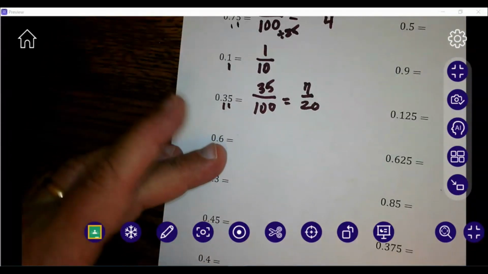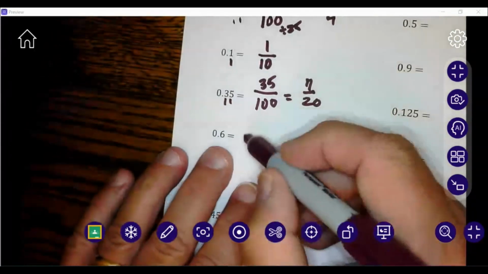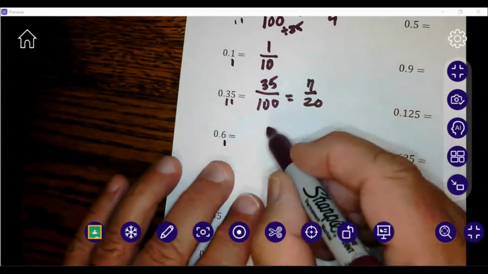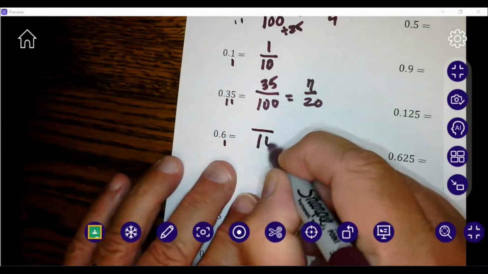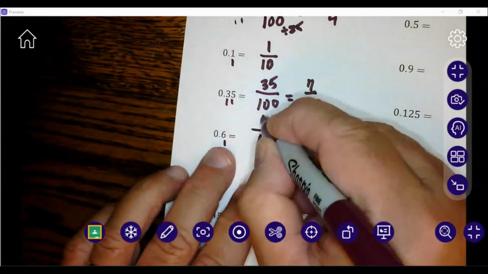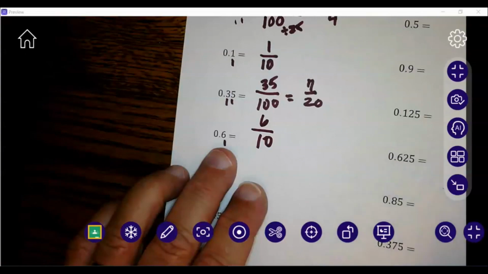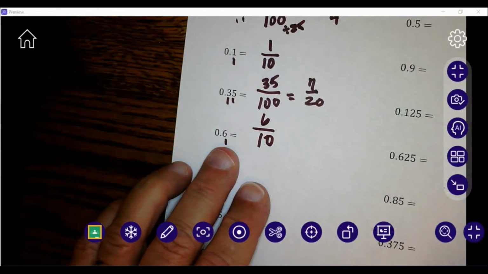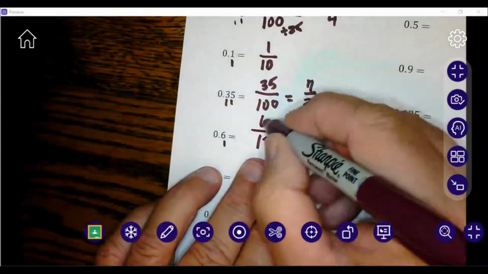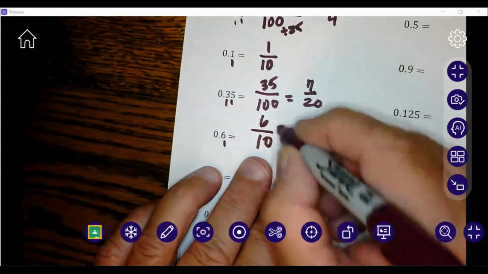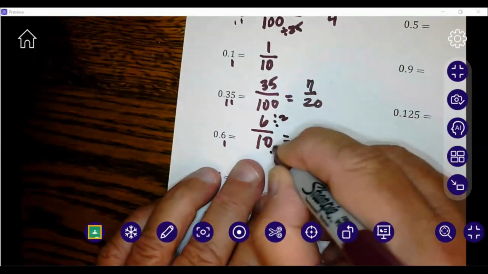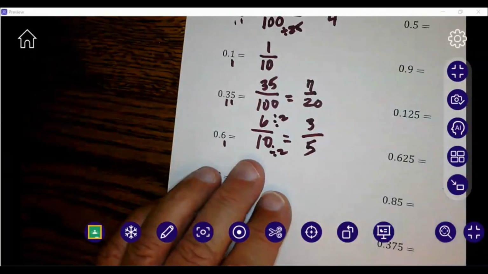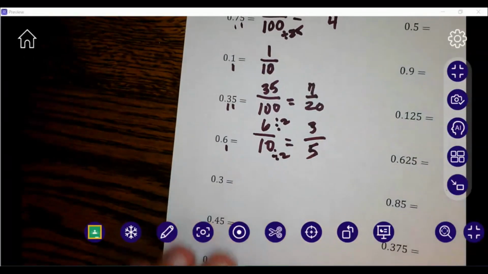All right, let's look at number 6. I mean, 0.6. We have 1 decimal place, so this is going to be over 10, and then we write the amount up over the top. And then this will reduce. You're correct, 6 will reduce. We can divide both of these by 2, and we get 3/5.